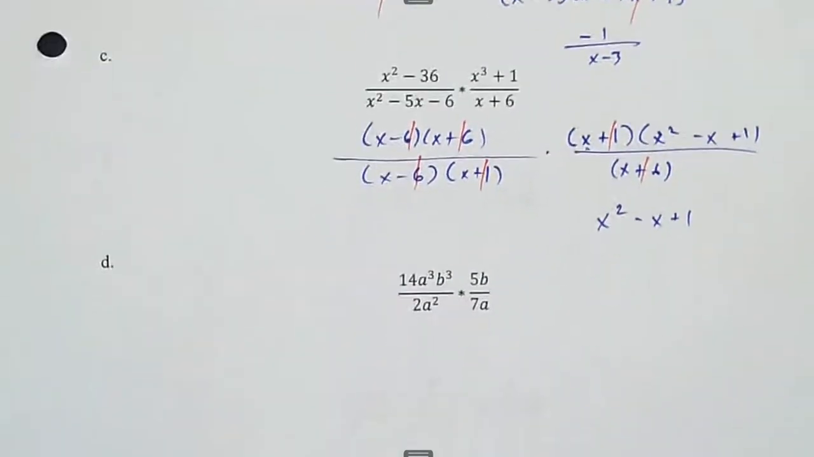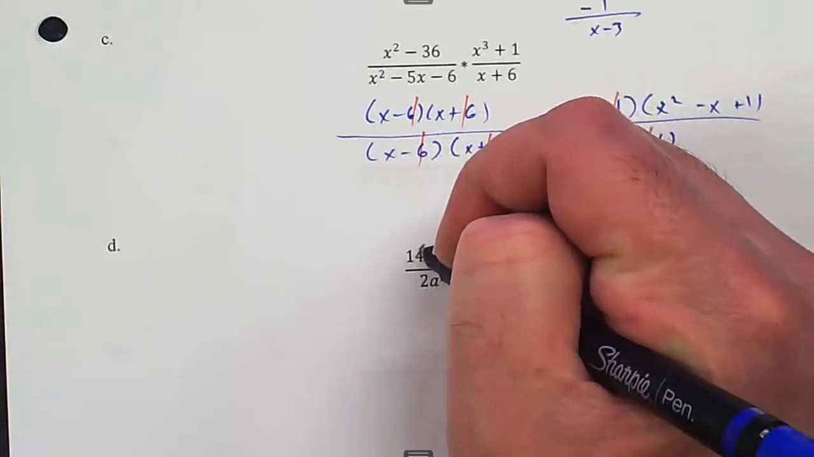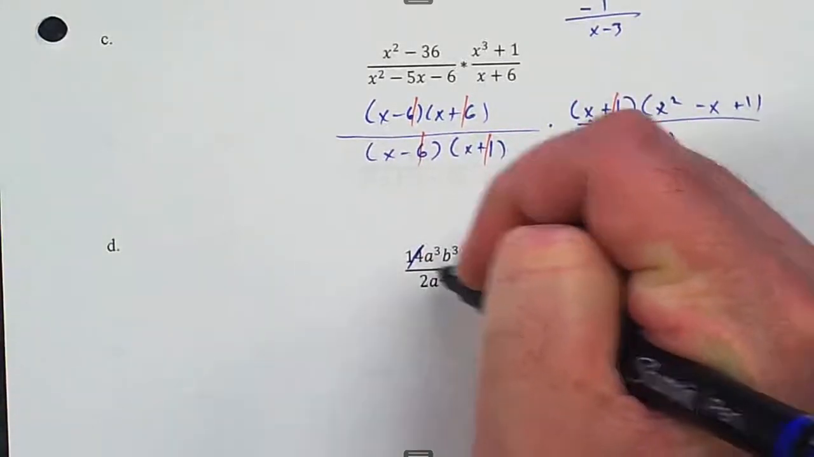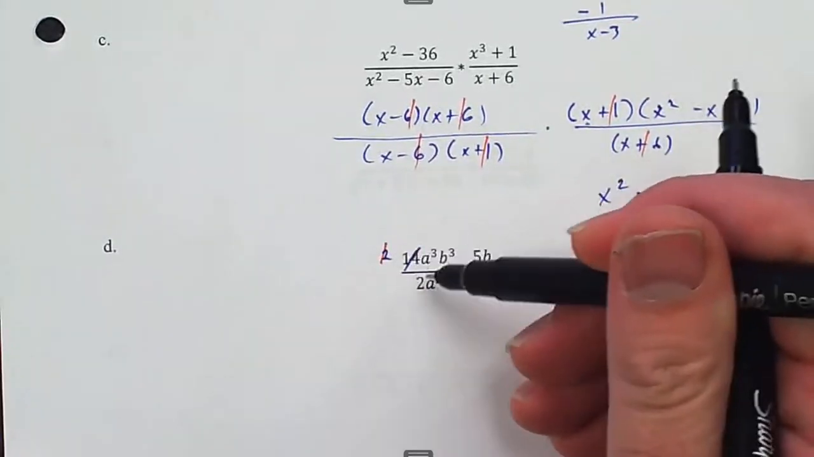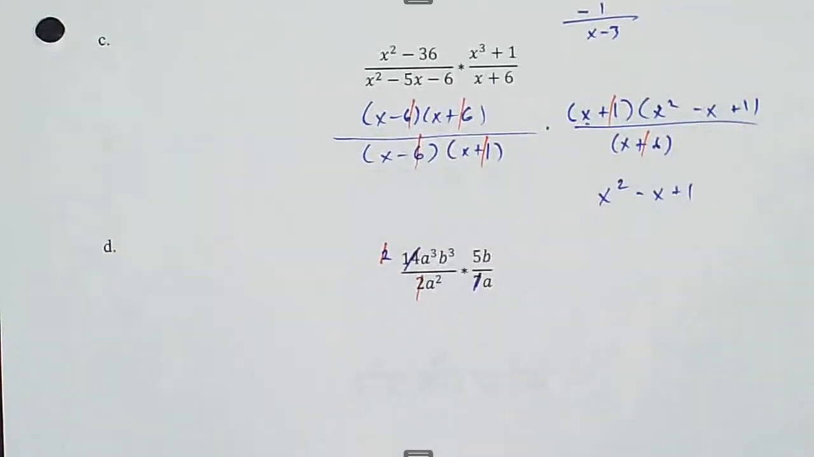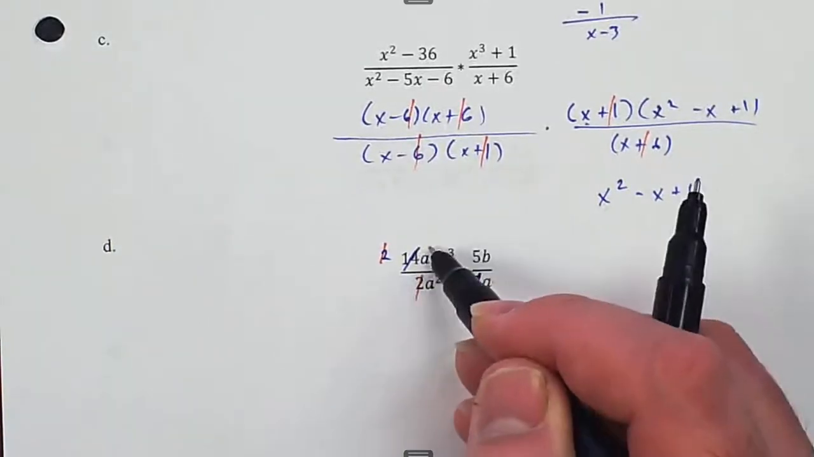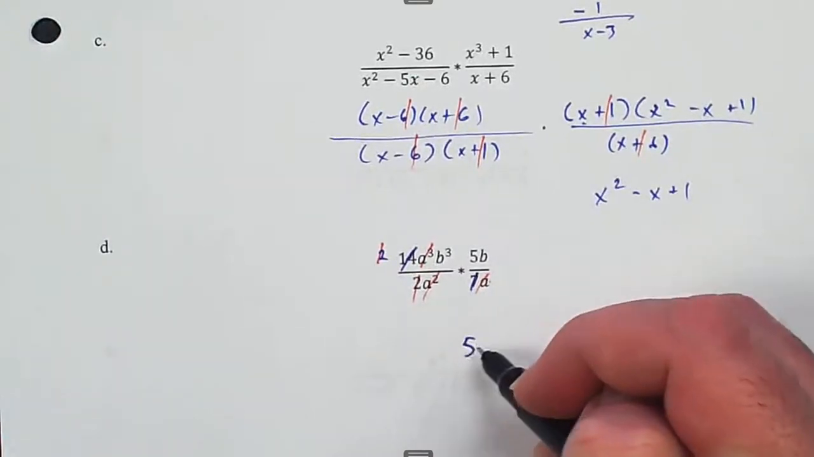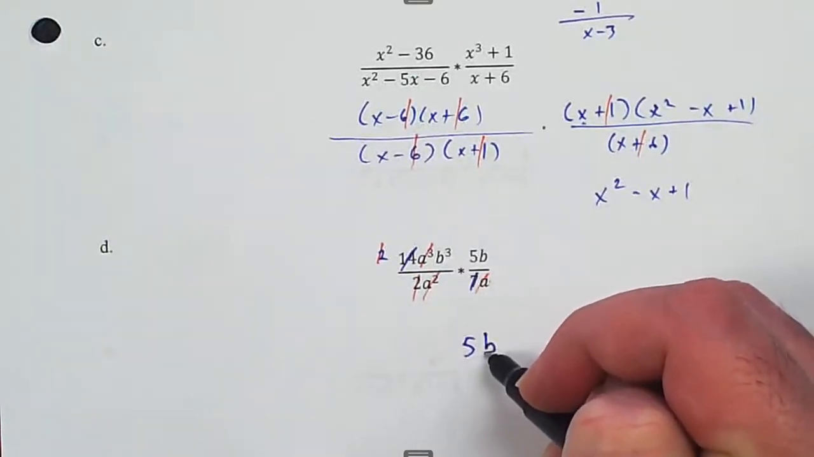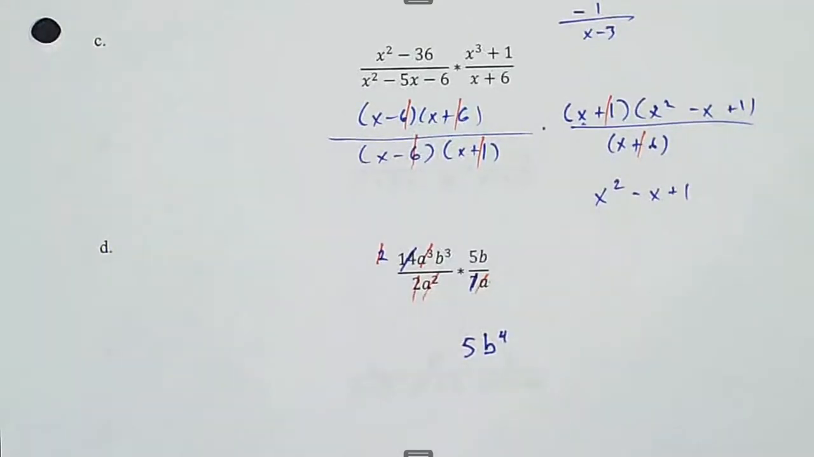All right, letter D. We have 14a cubed b cubed over 2a squared times 5b over 7a. I'm going to reduce the 14 and the 7 to just a 2. I'll then reduce the 2 with that 2. And a squared and a make a cubed, so I'm just going to take them all out. And I'll be left with a 5b to the 4th.